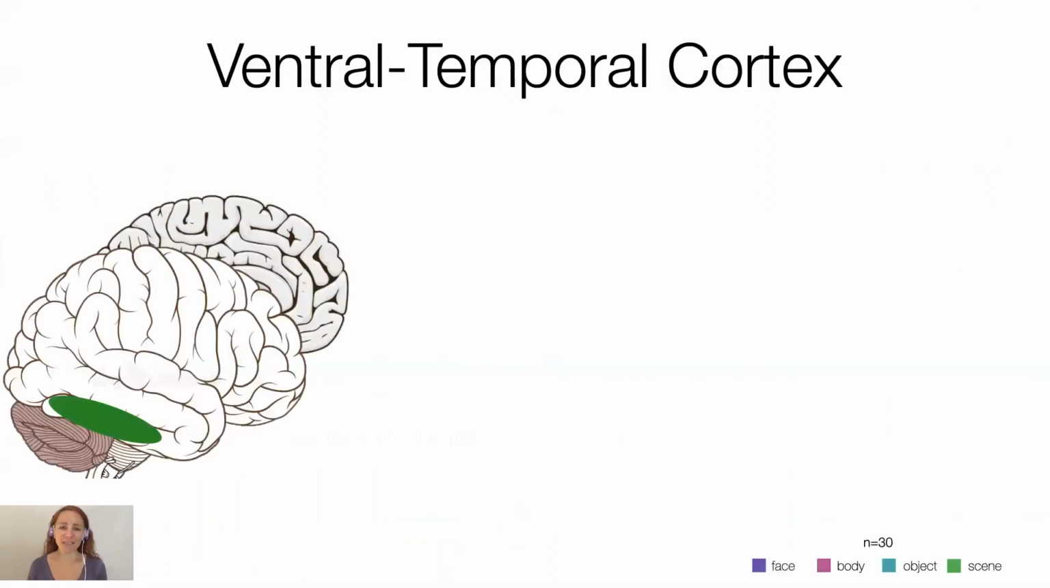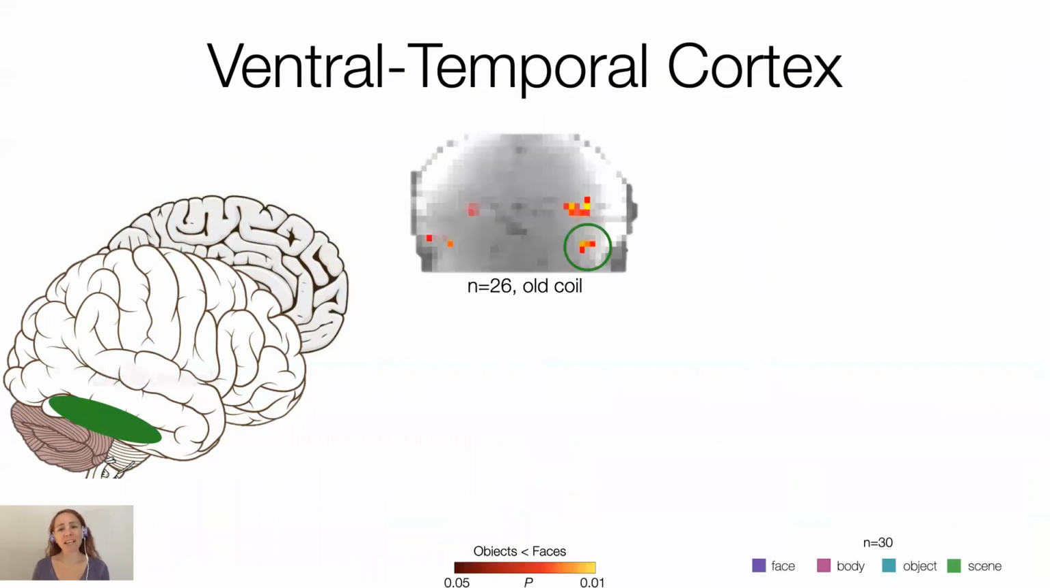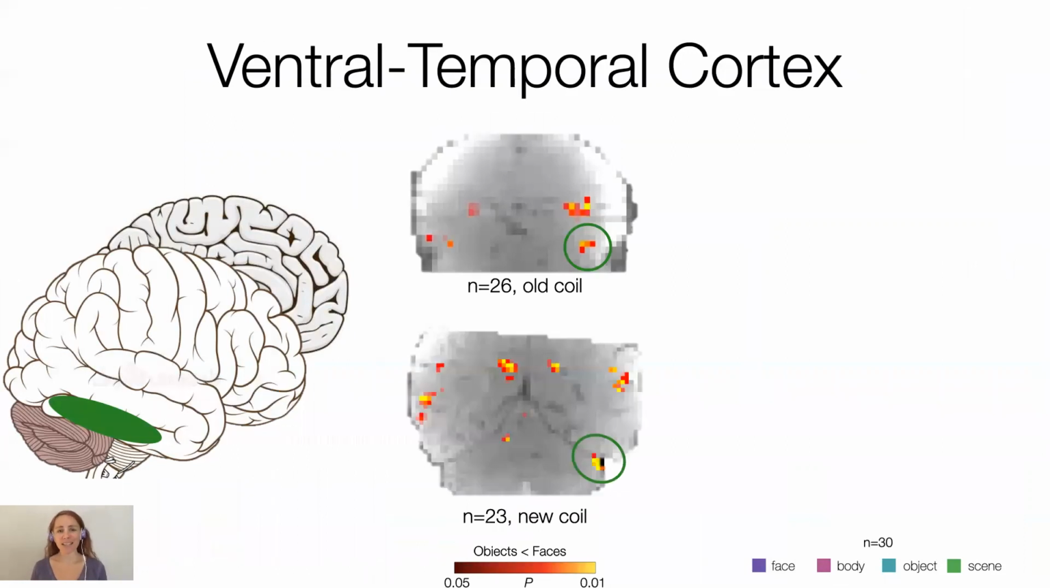We first looked in the ventral temporal cortex, a region that is famously known for the fusiform face area. We compared faces to objects, and in a group random effects analysis, found the face response with both the old coil and the new coil datasets.